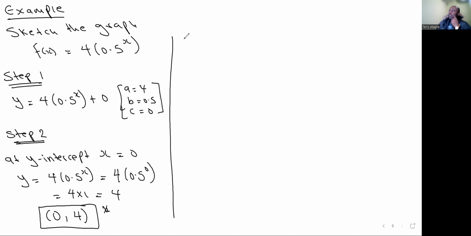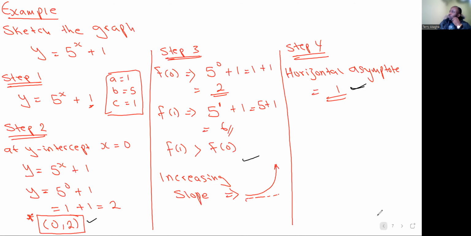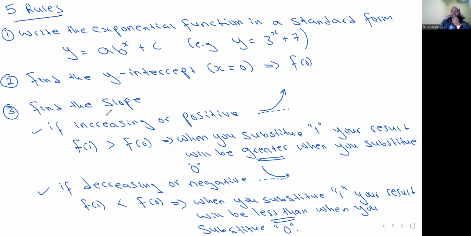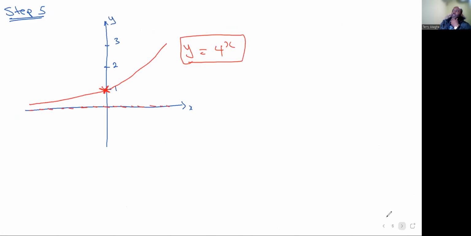Now, the next thing is that we're going to go to step 3. For step 3, we have to find the slope to see if it's decreasing or increasing. The best way to find it is by substituting f of 1 and f of 0. If f of 1 is greater than f of 0, it will be increasing. But when you substitute 1 and the answer you get is less than when you substitute 0, it means it's decreasing. All right, let's go and check it out.